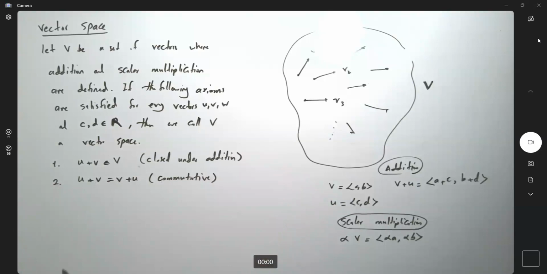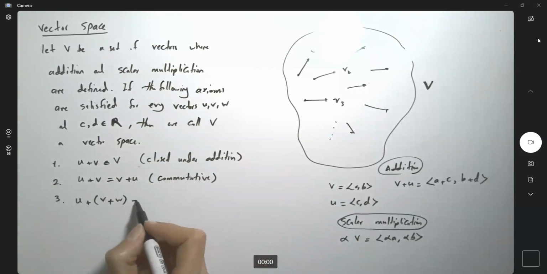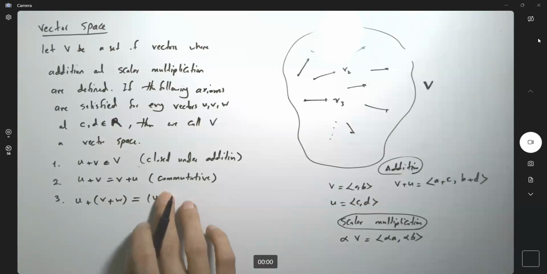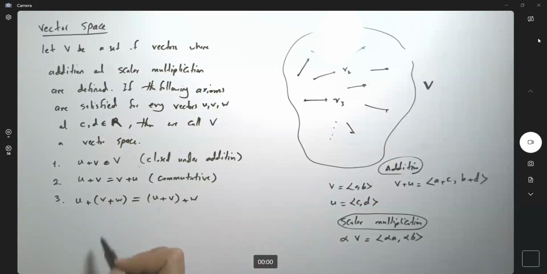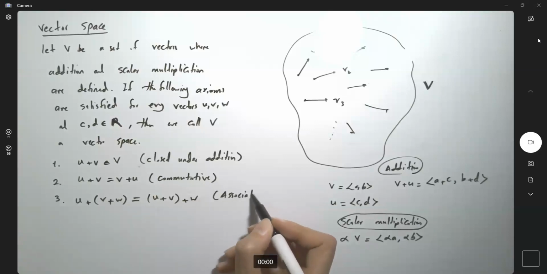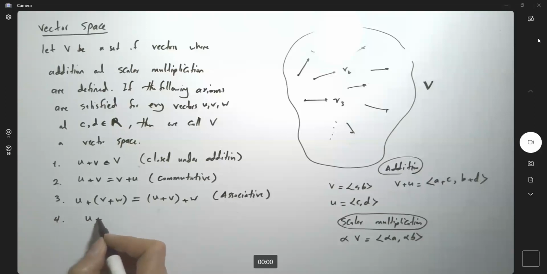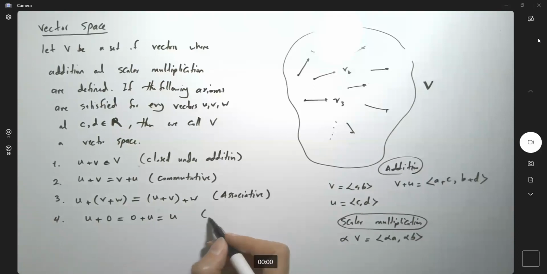You have associative property, 3. It means that if I add 3 vectors, it doesn't matter if I add the first 2 or the second 2. U plus V plus W is the same as U plus V plus W, grouped differently. So this is called associative property. 4, the 0 vector is additive identity. U plus 0 is 0 plus U, which equals U. Additive identity.